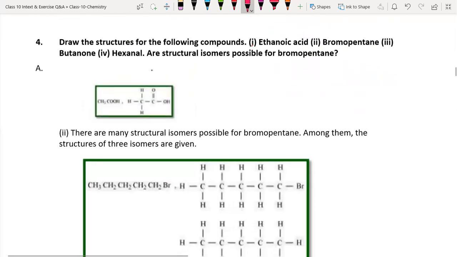Draw the structures for the following compounds: ethanoic acid, bromopentane, butanone, hexanol. You see guys, ethanoic acid, how to draw? First of all, you see eth. Eth means meth, eth 2. So 1, 2. Meth, eth. An stands for alkane, single bond. Oic acid. Oic is carboxylic acid.